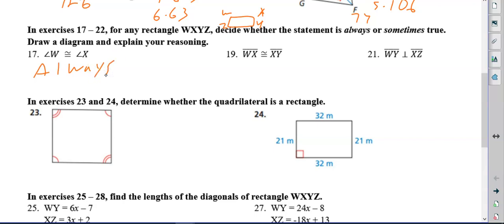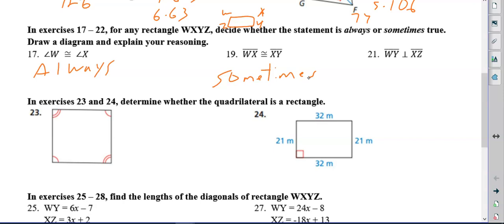WX and ZY. WX and XY, well, WX and XY are perpendicular lines. In this classic rectangle, it's not. But if it was a square, which is also a rectangle, then it would be true, so sometimes. Classic rectangle, no. Square, yes.